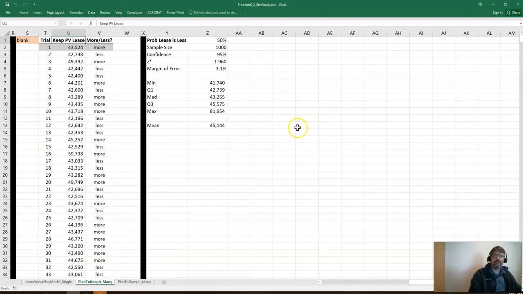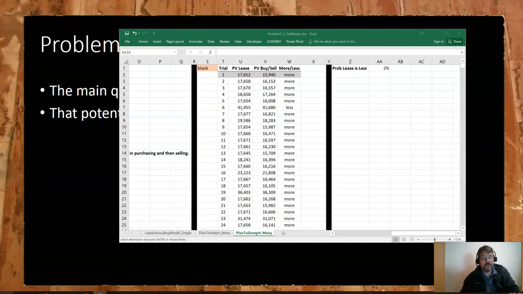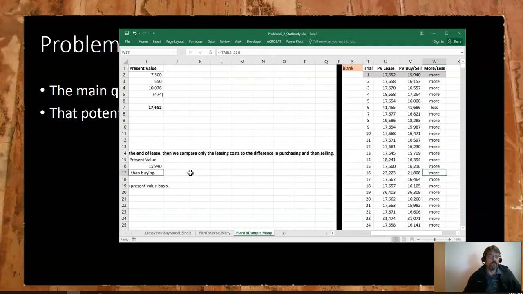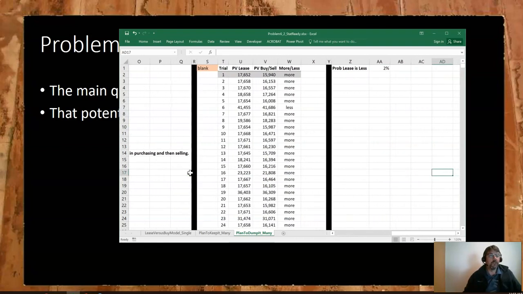So for now, I'm not going to do the actual histograms. I may do that in the next one with the different histogram method, but I want you to see this part set up. So here we're going to dump it. If we buy it for $43,240, we're going to sell it in 2 years. And if we lease it, we simply lease it. So the question still is, is leasing then cheaper than buying?